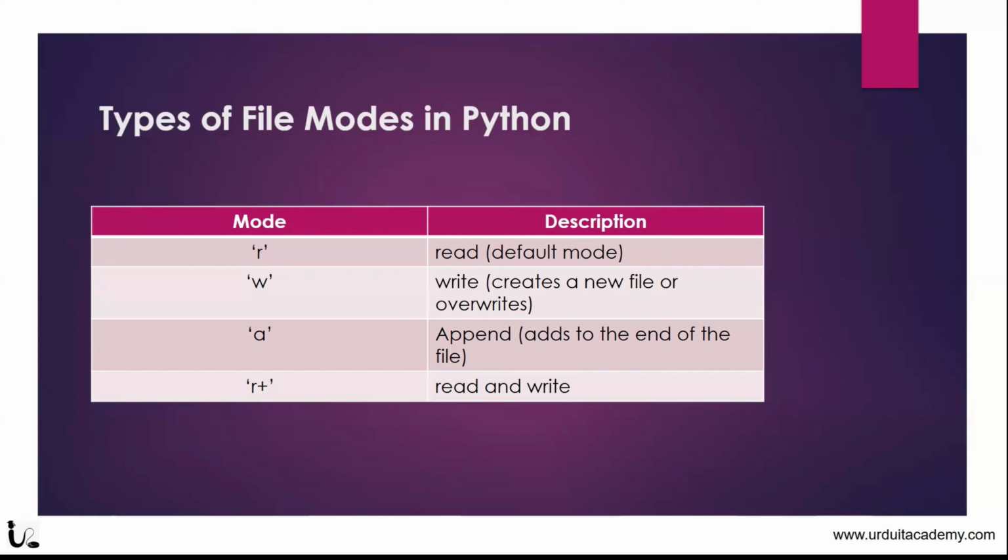Now a is for append. Append means it will add to the end of the file. The difference between mode w and mode a is that whenever you use mode w, the writing mode, all the previous data will be erased and the new values will be added. But a means you're just appending them at the end of the file. Now r plus we use whenever we want to do both reading and writing in a file. So these are the 4 common modes available in file management.